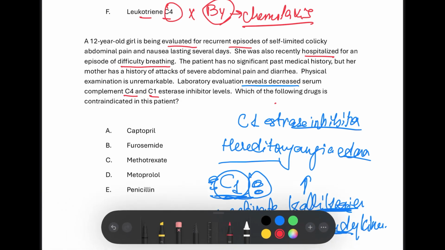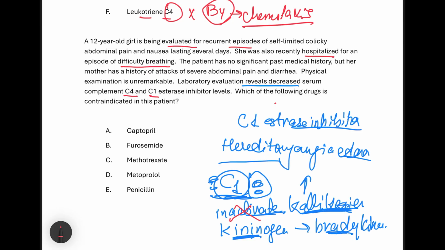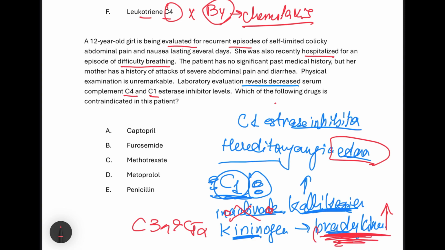C1 esterase inhibitor would normally inactivate kallikrein, so there will be an increase in bradykinin. The bradykinin, along with C3a and C5a, is going to mediate angioedema by increasing vasodilation and vascular permeability. Already there is angioedema, but when bradykinin increases, there will be even more vasodilation and edema.